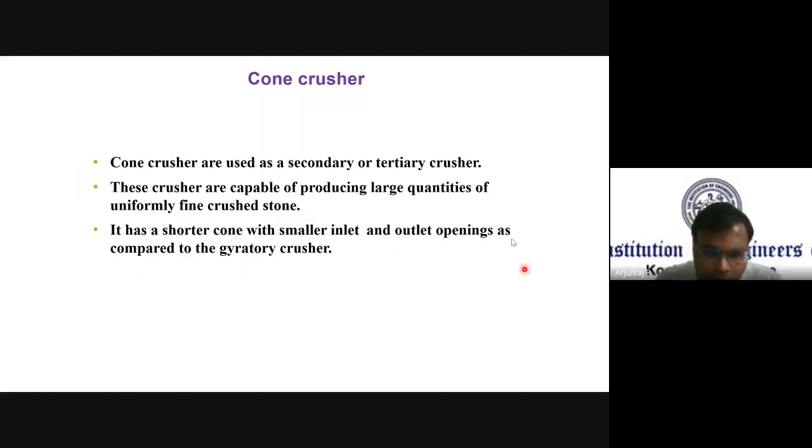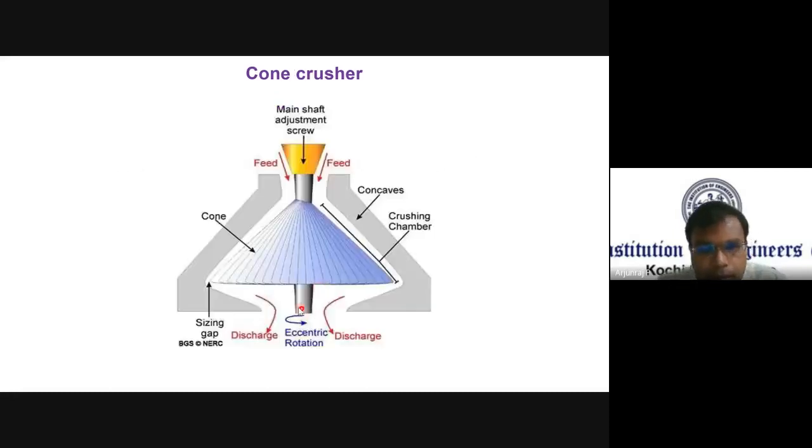I will also show you the video of how the stones come out, and how the cone crusher looks. This is the feed where you are going to feed the stones of different sizes, and this is the cone shape. Basically, as the name indicates, it's a cone. Here you have the crushing chamber, where the crushing of the stones is going to happen. Finally, when it is discharged, you are going to get the required shape.